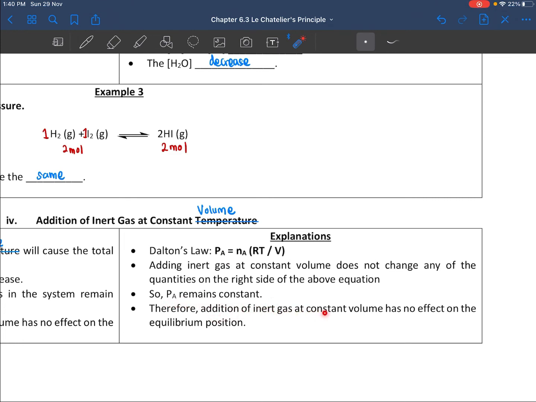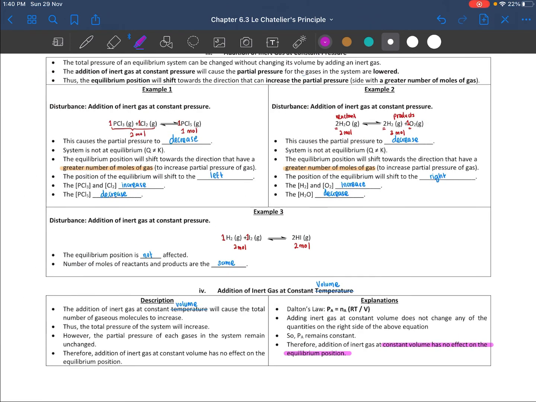Therefore, the addition of inert gas at constant volume has no effect on the equilibrium position. Okay, so kamu kena ingatlah yang ni. Kalau soalan bagi addition of inert gas at constant volume, senang sangat sebab tak perlu nak shift kiri, tak perlu nak shift kanan sebab dia memang has no effect on equilibrium position. Okay, settle.